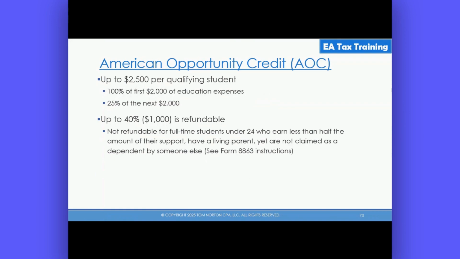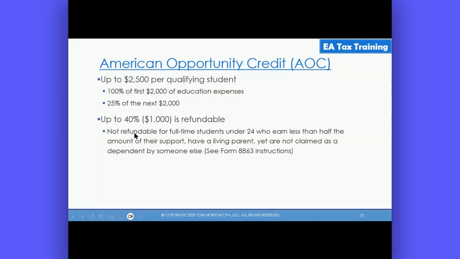But for the American Opportunity Credit in particular, the amount of the credit is up to $2,500 per qualifying student. So you get 100% of the first $2,000 of education expenses, and you get 25% of the next $2,000 of education expenses, up to that maximum of $2,500. Up to 40%, or a maximum of $1,000, is refundable. So the whole $2,500 is not refundable, but 40% of it is refundable up to that $1,000 maximum.